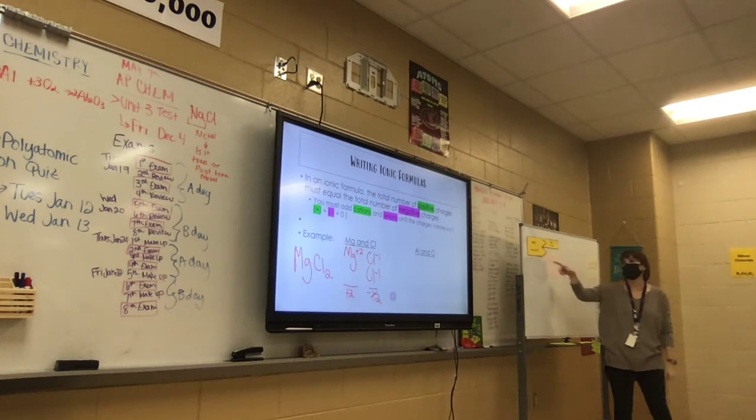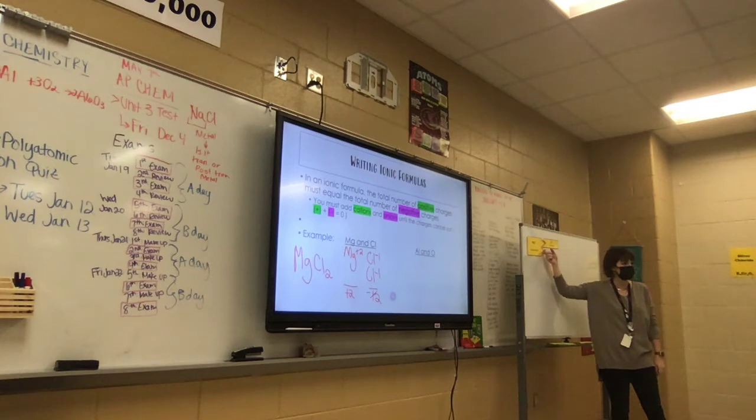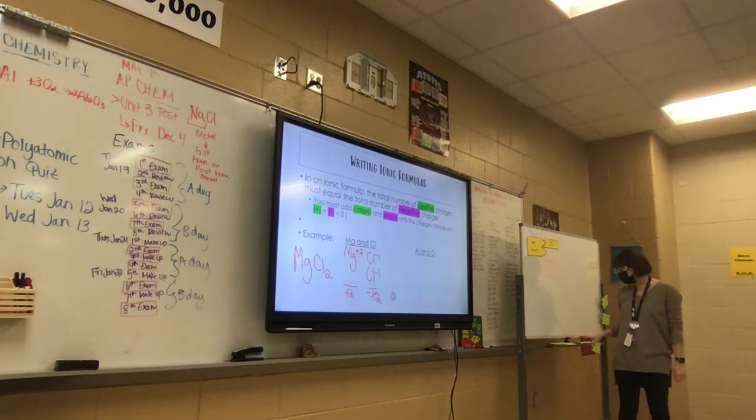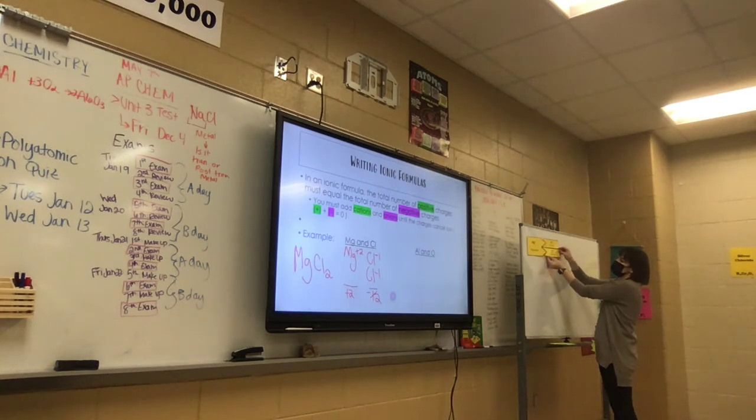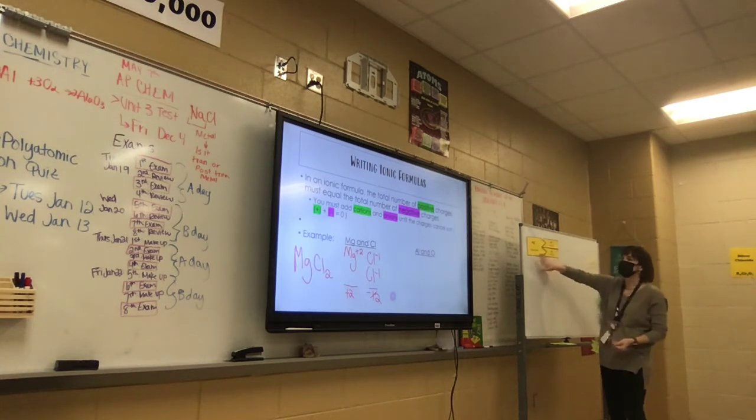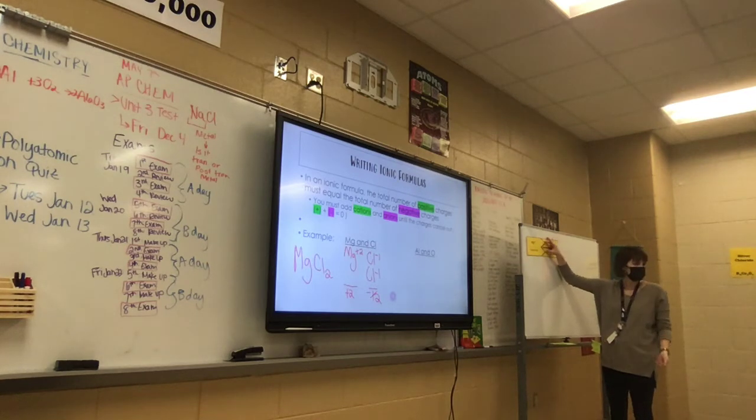Now magnesium still has 1 more arrow it wants to use, right? And so what we're going to have to do is take another chlorine that has a -1 charge and plug it into that space, okay? So magnesium +2 has 2 arrows, and then we have 2 chlorines, each with a -1, to balance out those charges.